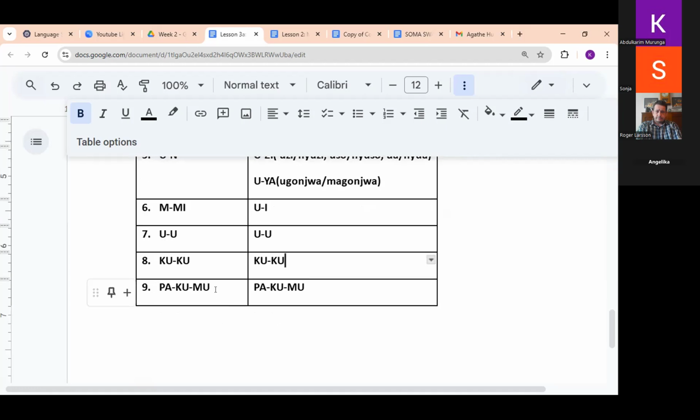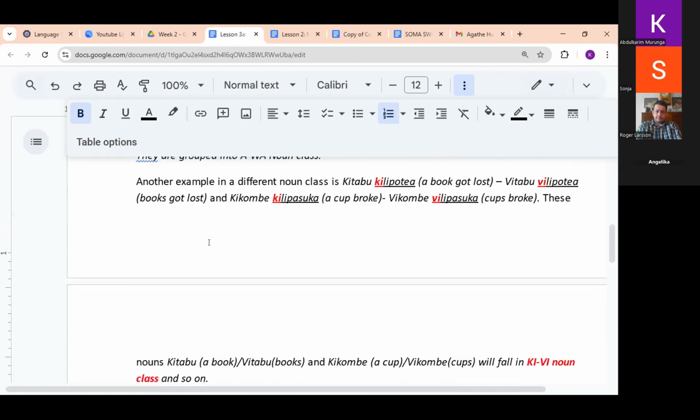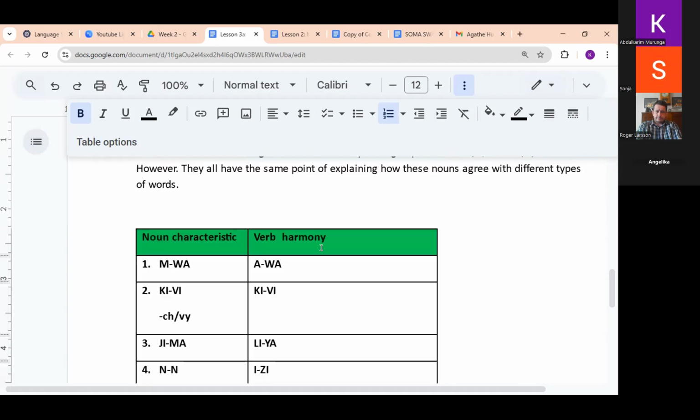PA-KU-MU is the locative noun class. So pa, hapa; ku is huku, and mu is humu. We can continue with the next part. Okay, maybe you have a question you can ask about this classification so we can understand better.